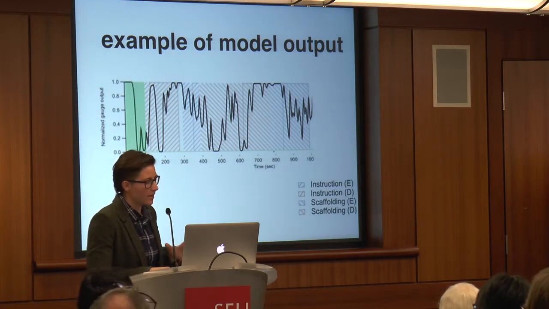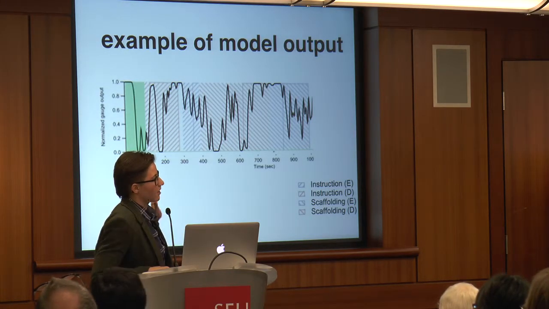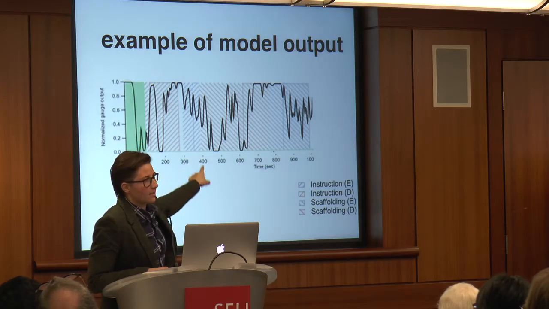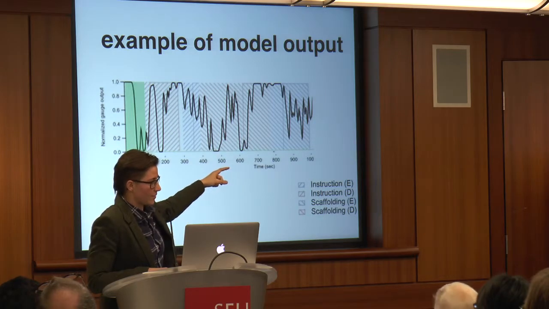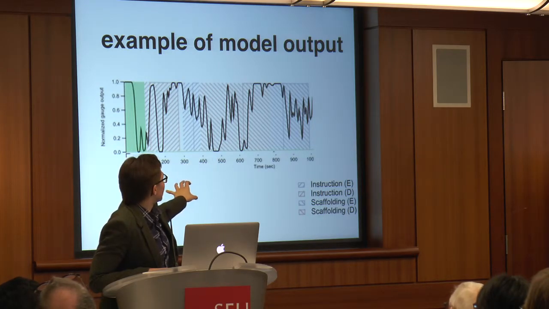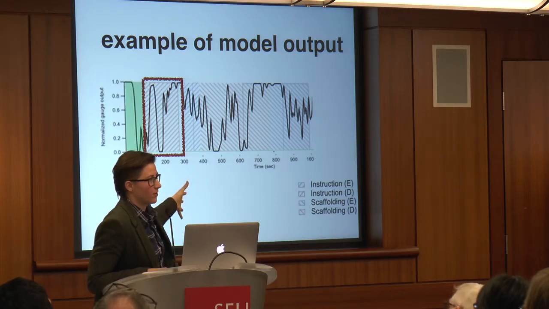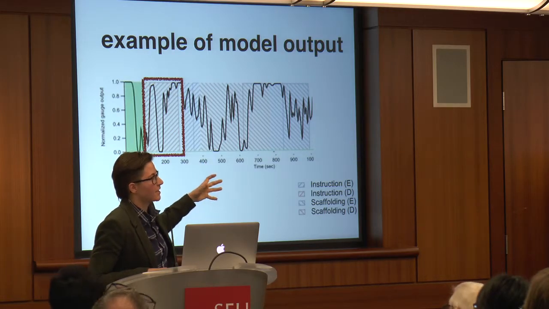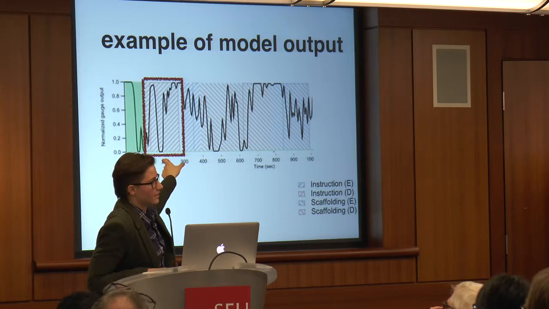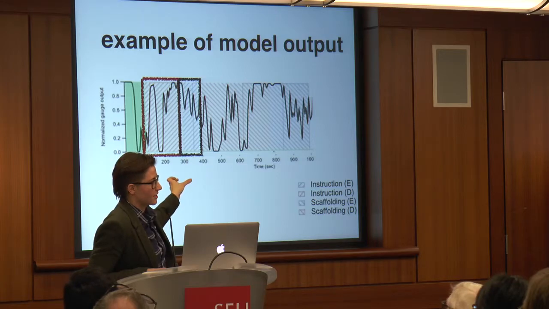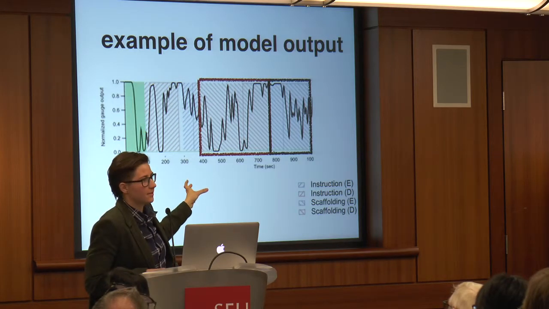So this is what the model output would look like across an entire topic. So you can see here it's 0 to 1. And this is how the cognitive load is fluctuating throughout the topic. I know this is a little bit hard to see, but essentially this here is the instruction difficult part. Okay, so what I'm going to do for these analyses is take the average of the difficult section and compare it to the instruction easy section. And then I'll do the same thing for the scaffolding.